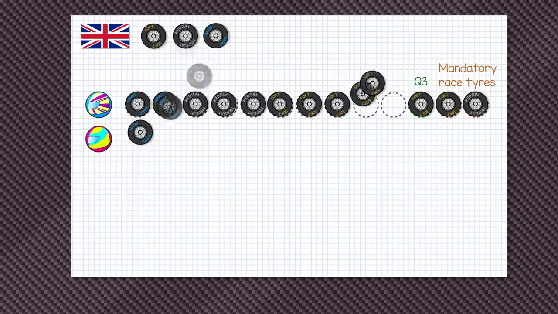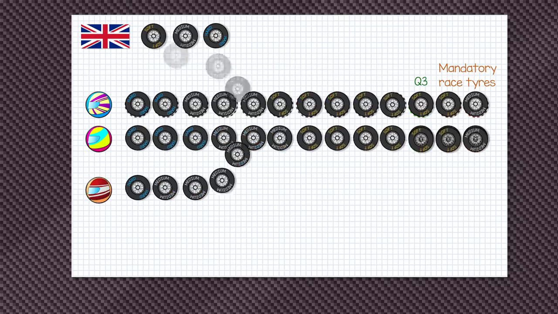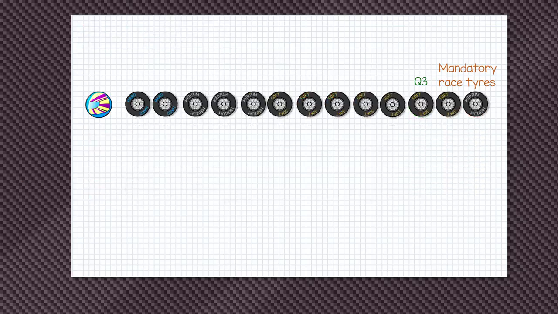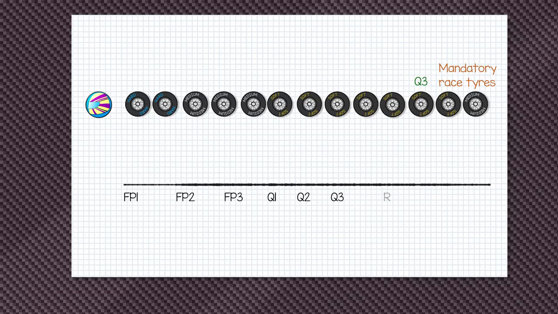And it's interesting to see which drivers choose which selection of tyres. As you're probably aware, there are 7 sessions in an F1 weekend: 3 free practice sessions, 3 qualifying sessions, and a race. Out of the 10 sets of self-chosen tyres, the drivers can use whichever they want, whenever they want.